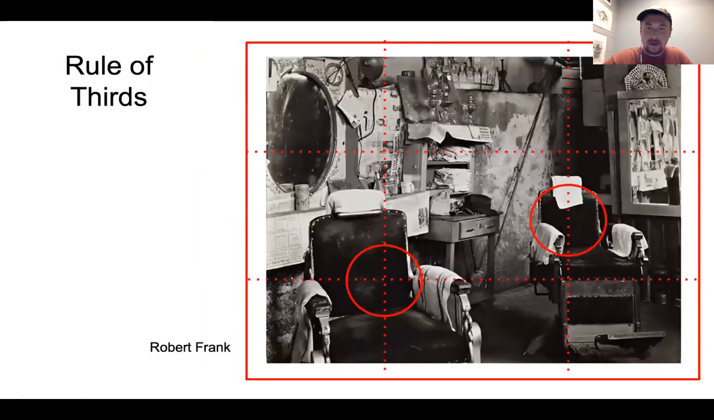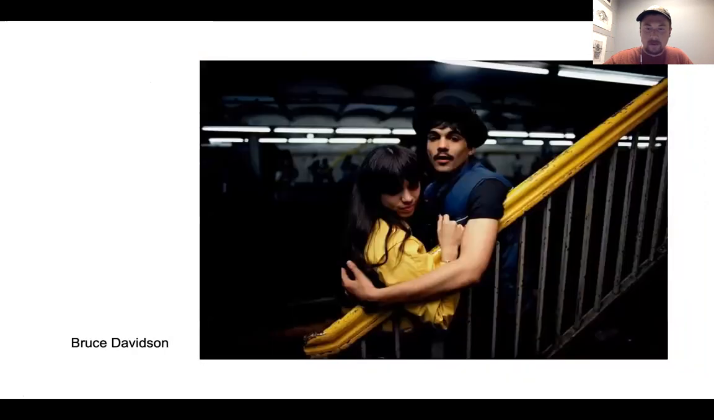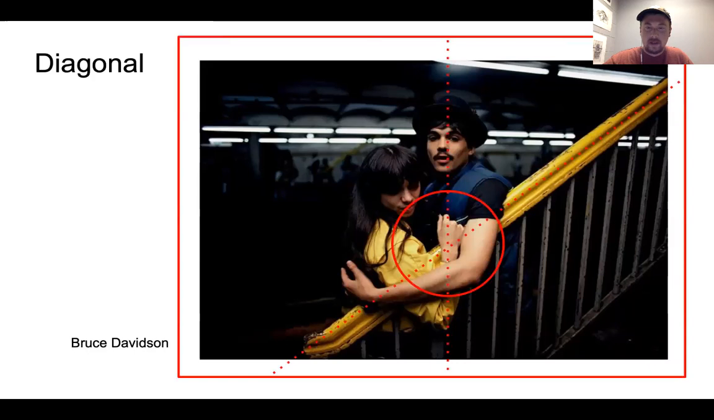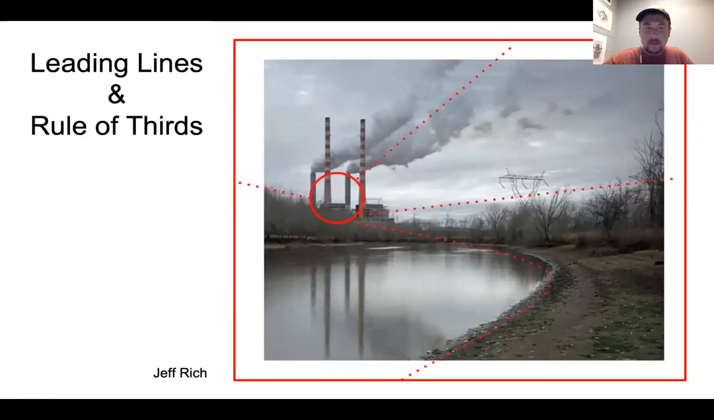Rule of thirds happening in this Robert Frank image, the two chairs being the main focal point. Bruce Davidson again, diagonal symmetry happening with the couple here. And here's another Jeff Rich image where we have rule of thirds. This is in one third, this is in another third, and then we have leading lines here of the water line and the tree line, and even the smoke leading us to our main focal point, which is this factory.